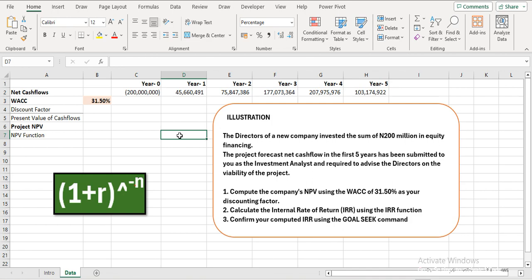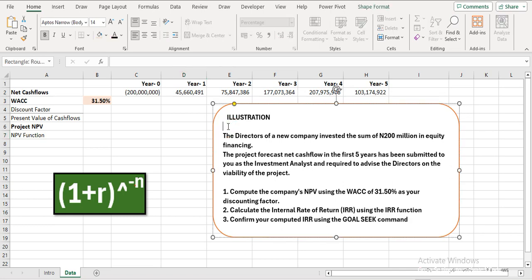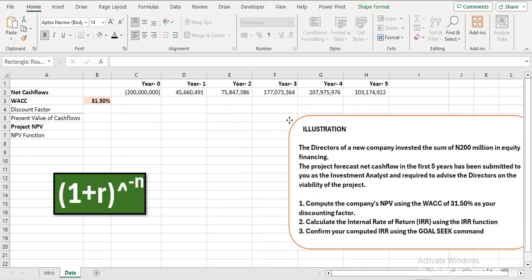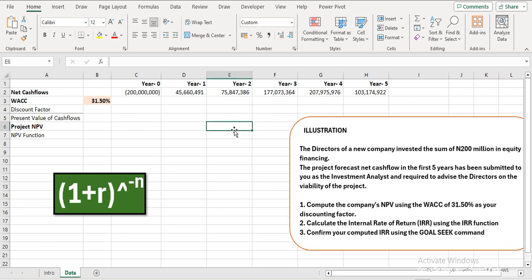You are required to, 1, compute the company's net present value using the weighted average cost of capital of 31.5% as your discounting factor. Usually you should have a base for discounting your future cash flow. In this simplistic assumption, we've been told to use the company's WACC. To compute that, we will need the discount factor, which is based on the discount rate.